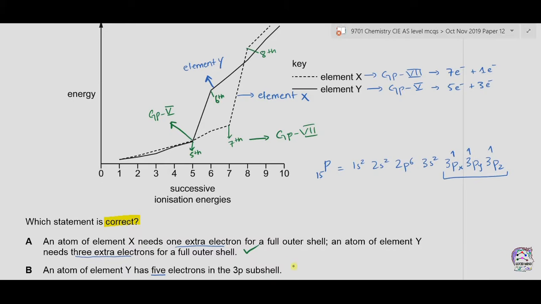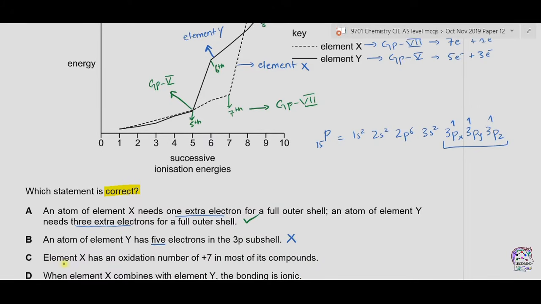So this is incorrect. C. An element X has an oxidation number of +7 in most of its compounds. According to the periodic table, element X belongs to group 7 and period 3, so therefore element X is chlorine. So we know that in most compounds chlorine has -1 oxidation state. So therefore C is also incorrect.